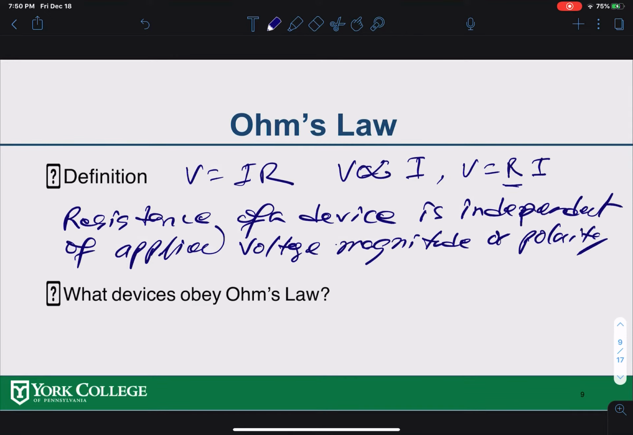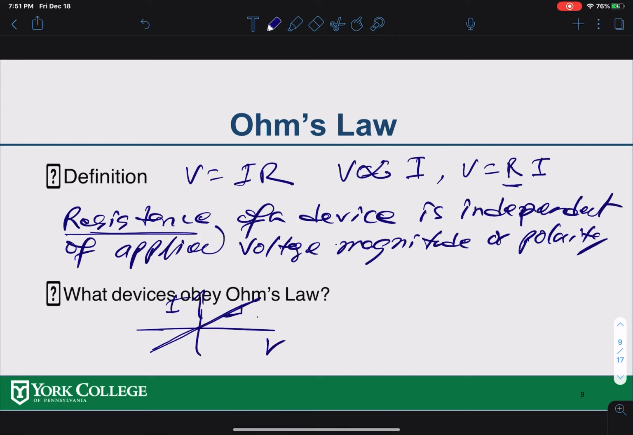So that means for a device to obey Ohm's law, the resistance of the device, which is R, is independent of voltage magnitude and polarity. What does it mean? If I draw something over here, let's say this is your I, this is your voltage. If I have a linear relationship here, voltage going up, current going up, voltage going down, current going down, the slope does not depend on the polarity or the magnitude of the voltage.